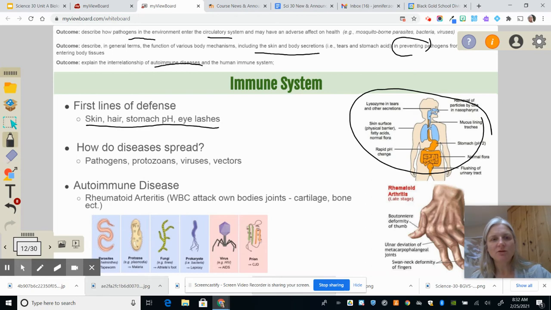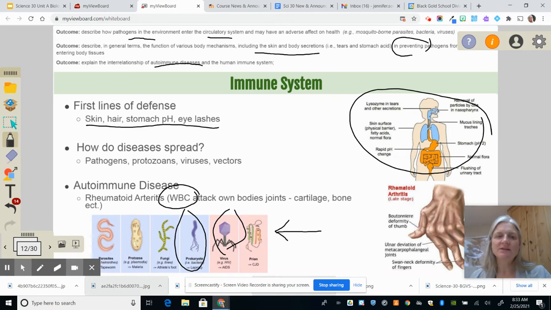Diseases, how are they spread? Through different pathogens. Here are a bunch of different examples of pathogens. There's an example of a virus, AIDS, parasites, and a bacteria here that causes leprosy. And then autoimmune diseases. This is when your white blood cells go and attack your own body cells. Specifically with rheumatoid arthritis, they're attacking body cells in the joints, whether it's cartilage, bone, whatever, causing deformity, pain, and swelling, which are all signs of the immune reaction.